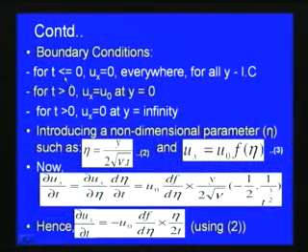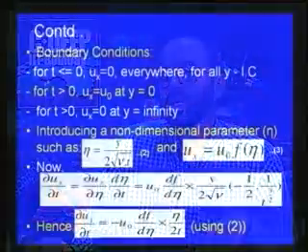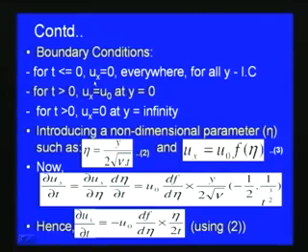The boundary conditions are, for t less than or equal to 0, that is before the time starts, ux is equal to 0 since the plate is at rest, everywhere. This is also the initial condition for the velocity component ux equal to 0. For t greater than 0, that is when the plate starts to move, we can write ux is equal to u0 at y is equal to 0, and for t greater than 0 we get ux equal to 0 at y is equal to infinity.